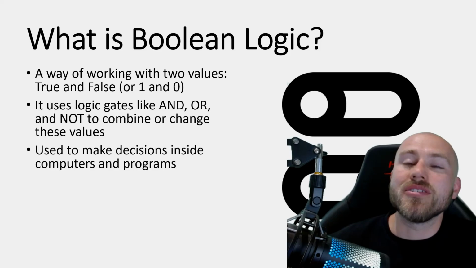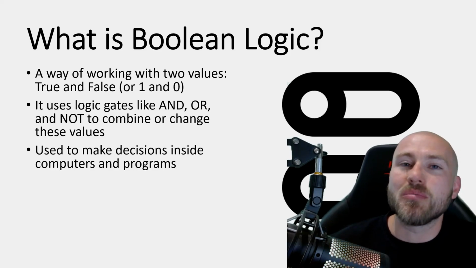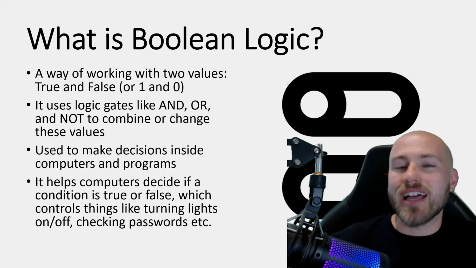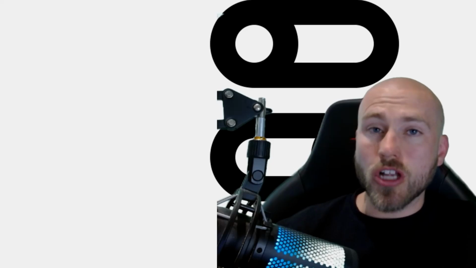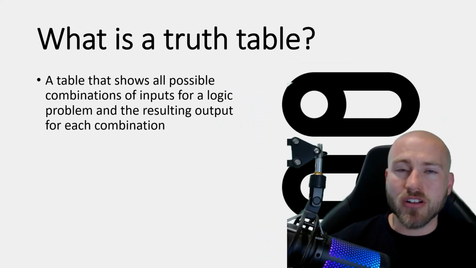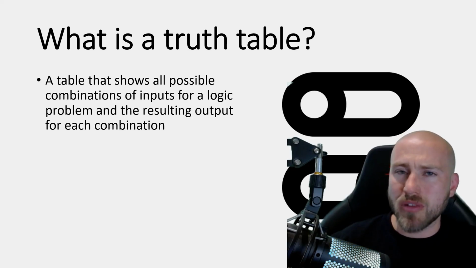In terms of why we do this, we use it to make decisions in computer programs, which controls things like lights turning on or off and so on. Now another part of this is something called a truth table. Let's say we've got two inputs going into one logic gate. Well, a truth table shows all possible outcomes.